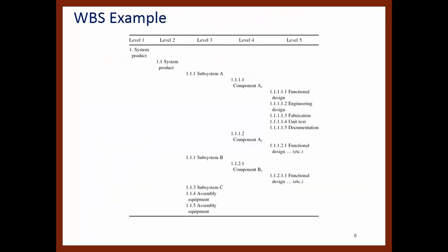Within that level, we have multiple subsystems, multiple components that are part of each one of the subsystems. And then at this level 5, we are basically listing the activities that are going to be part of each one of those components.